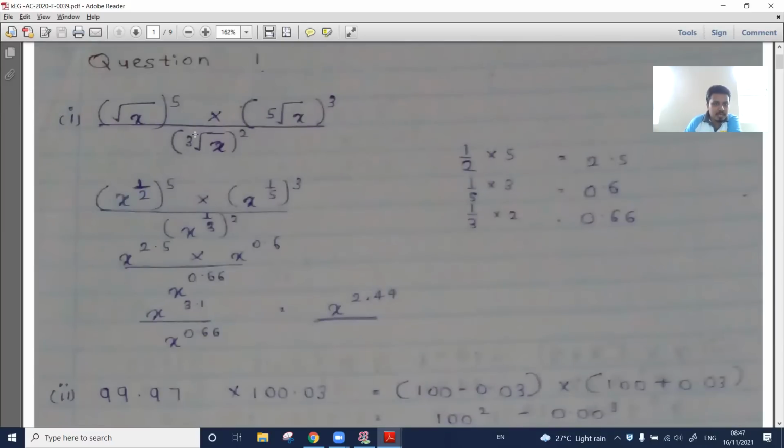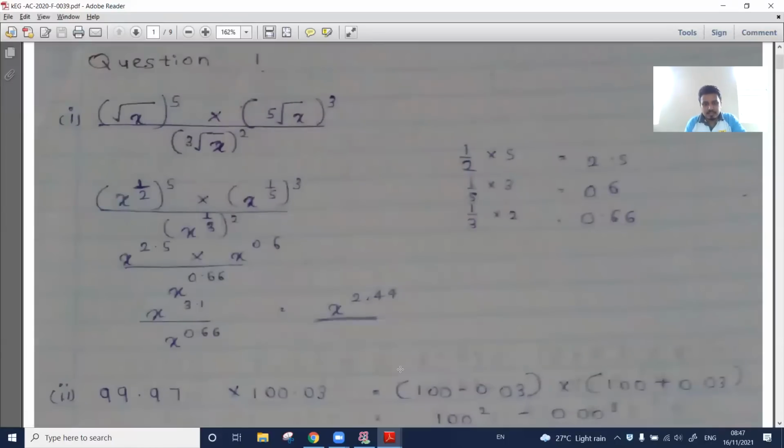Then divide by third root of x. If we say this as a power value, how is it? X to the power 1 over 3. Right? X to the power 1 over 3 to the power 2. So we have converted this square root and root values as power values.